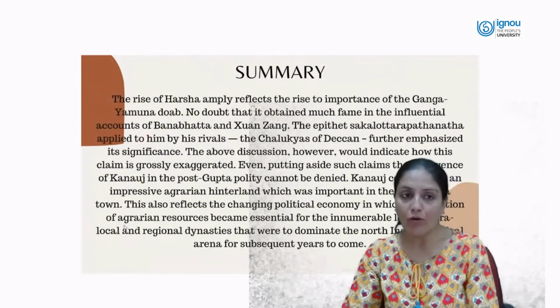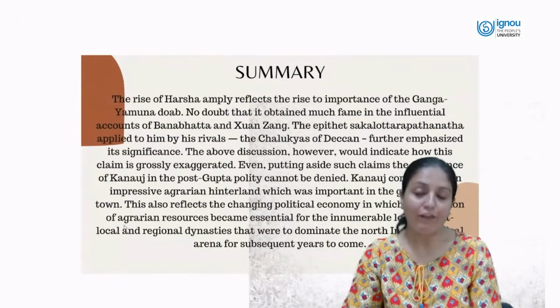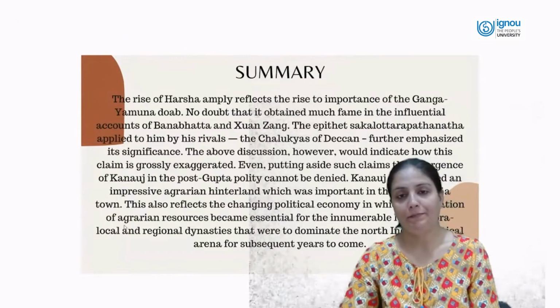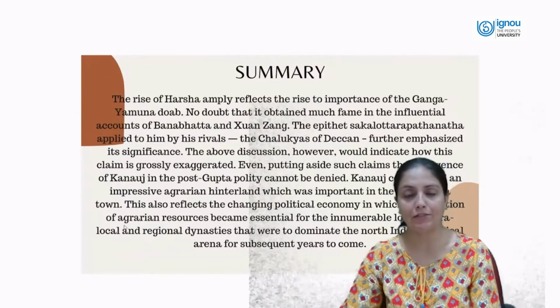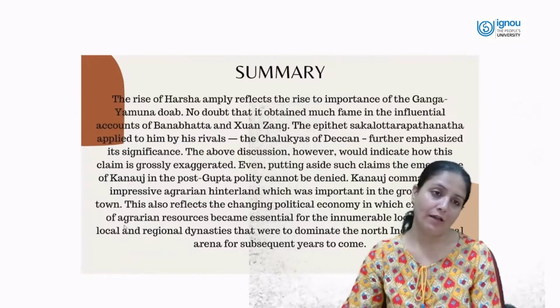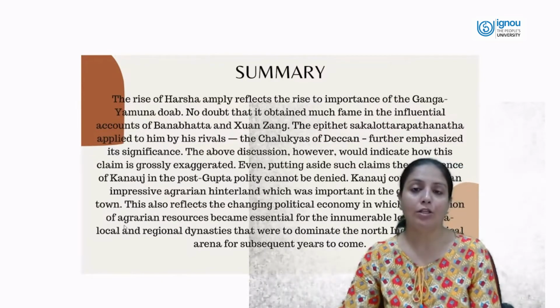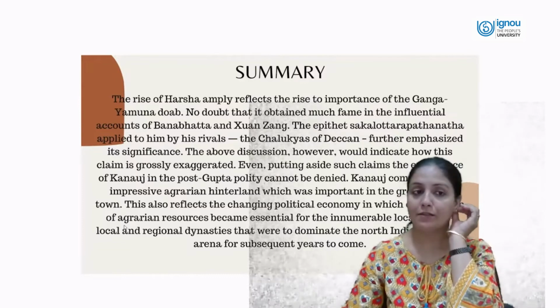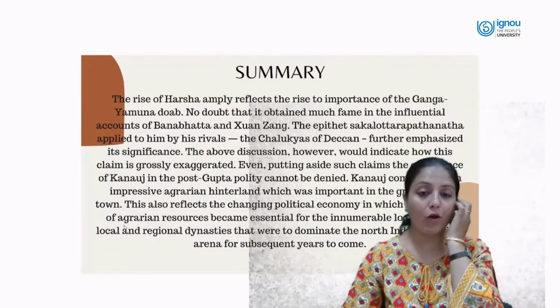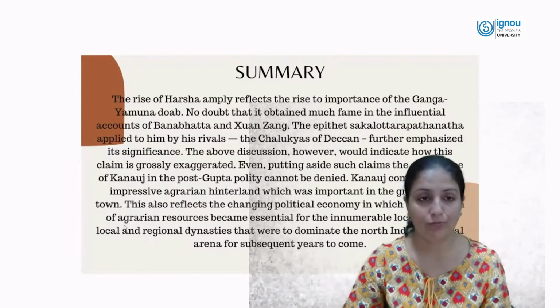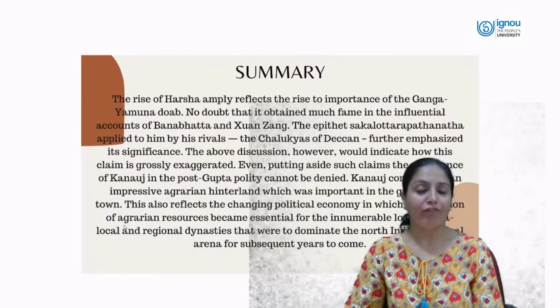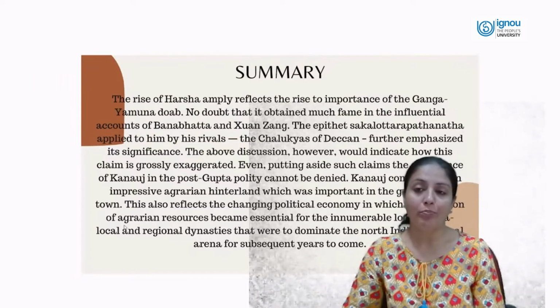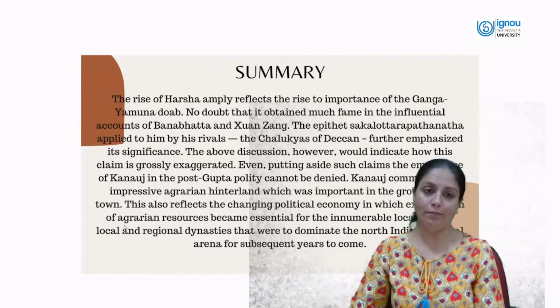Now the summary. We have discussed the Gupta period. We have discussed the Guptas' social, political, cultural, economic conditions. We have discussed the Pushyabhutis. We have discussed a lot about Harshavardhana also. The rise of Harsha simply reflects the rise to importance of the Ganga Yamuna Doab.